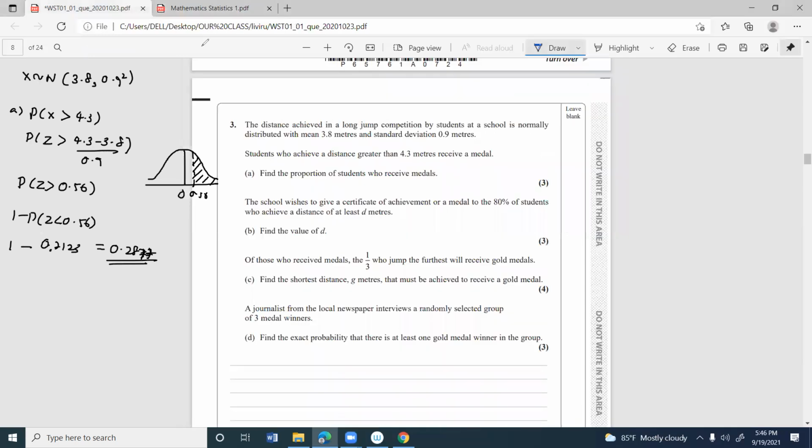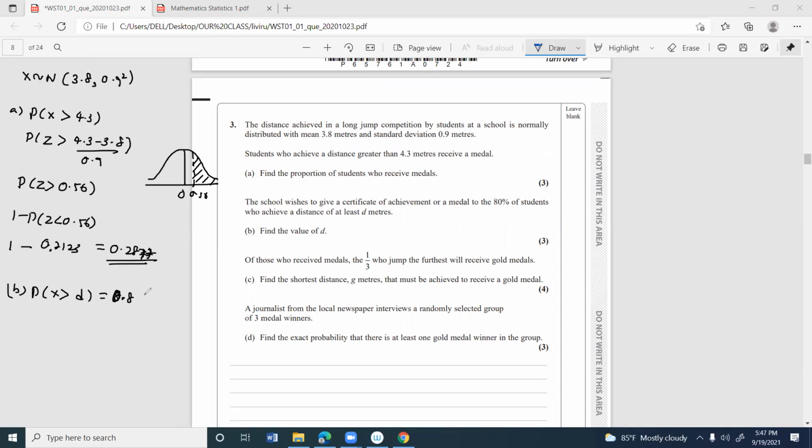The school wishes to give a certificate to 80% of the students who achieve a distance of at least d meters. At least d means the distance they jump should be greater than a certain value d. It should be 80%, which as a probability is 0.8. Find the value for d.